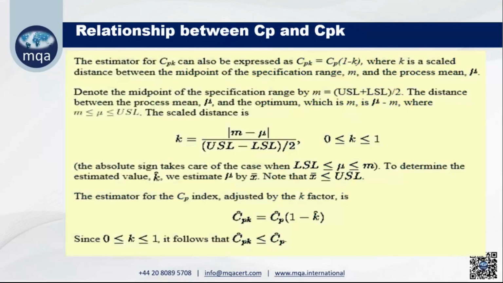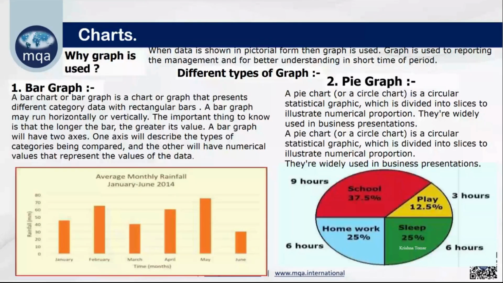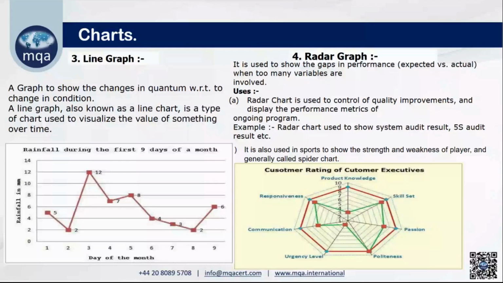Now, where do we use the spider radar chart? A radar chart is used for, say, customer executive. I'll give an example of knowledge of an employee. If I want to present the knowledge and skill level of an employee: what is the employee's product knowledge? What skill set does he have? What is the passion for doing the work? How polite is he in his work? How does he react to the urgency level? Communication, responsiveness. Now the rating here is 1 to 10.